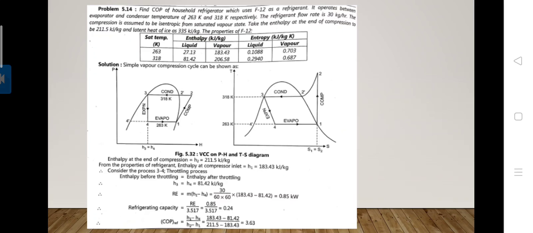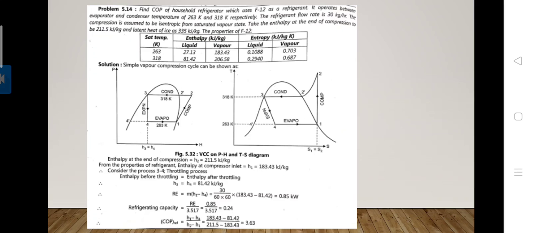In compression, the low pressure vapor in dry state is drawn from the evaporator during the suction stroke of the compressor, and during compression the pressure and temperature increase until the vapor temperature is greater than the temperature of the condenser cooling medium.